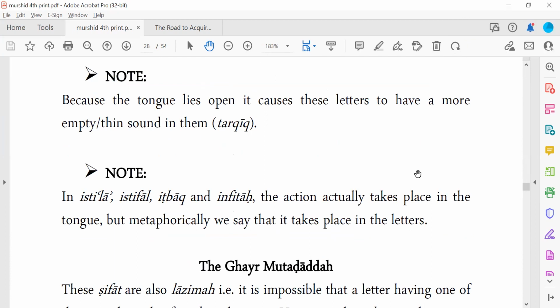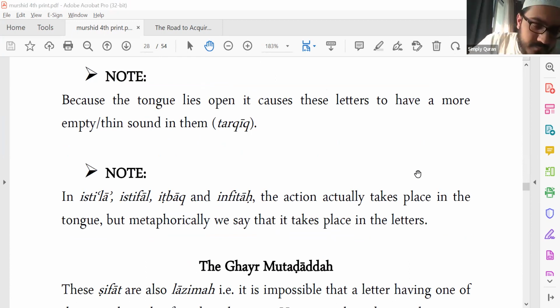Can you please revise tarqiq? Tarqiq is just an empty mouth, versus tafkhim, which is heavy. This is Arabic terminology.